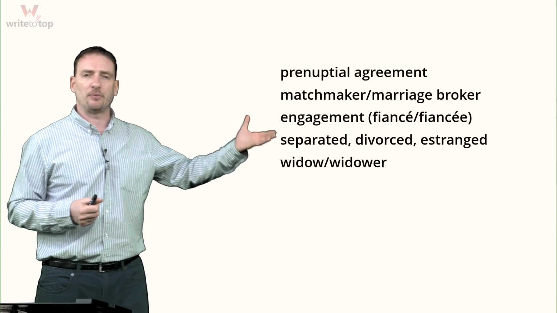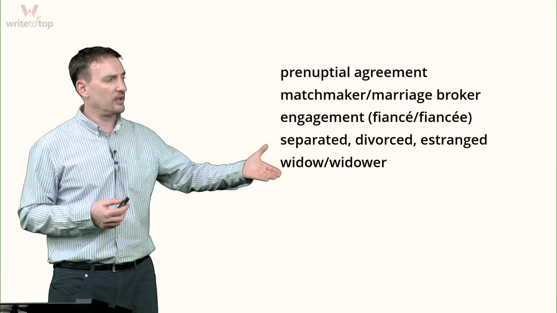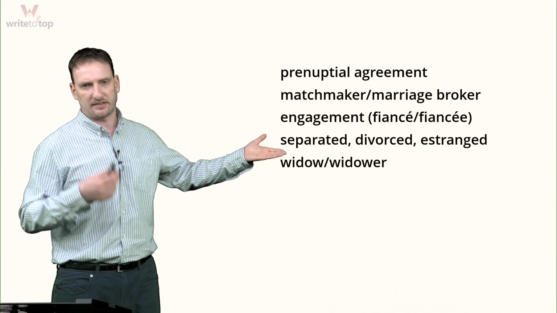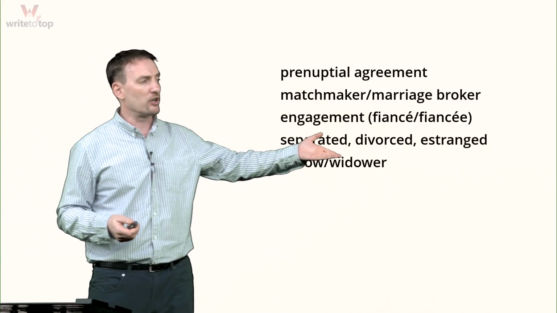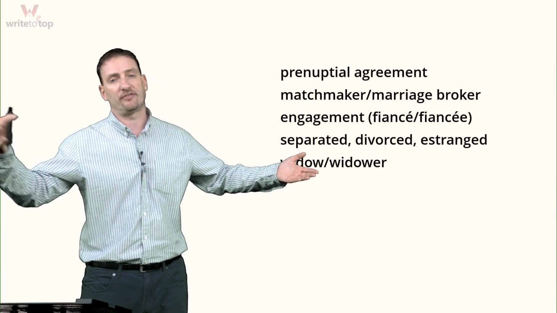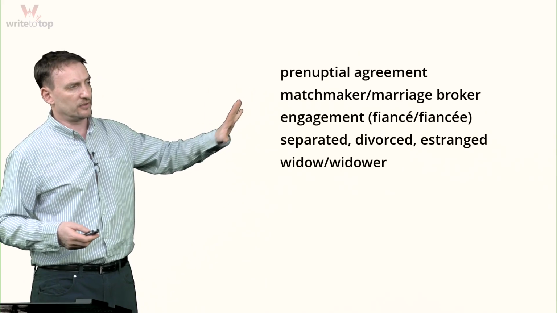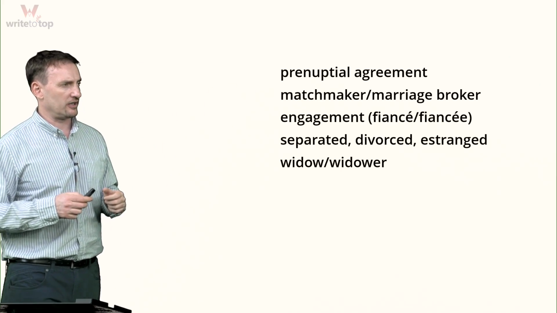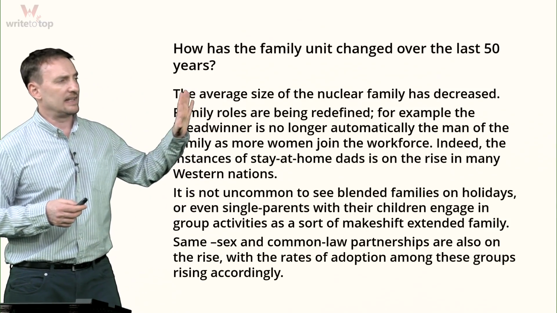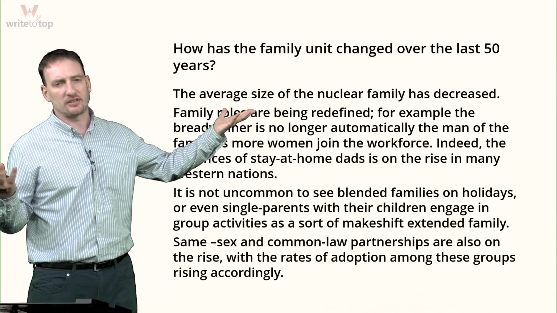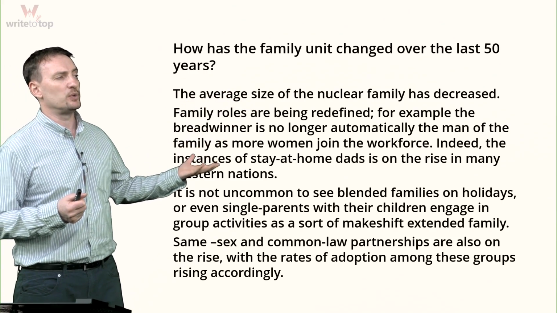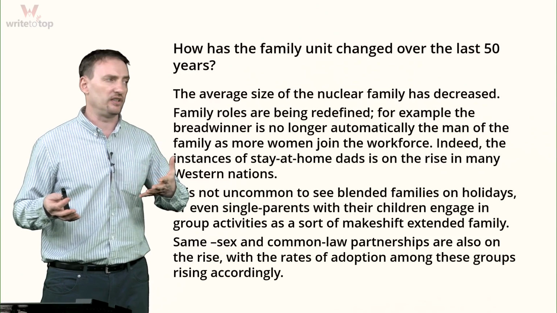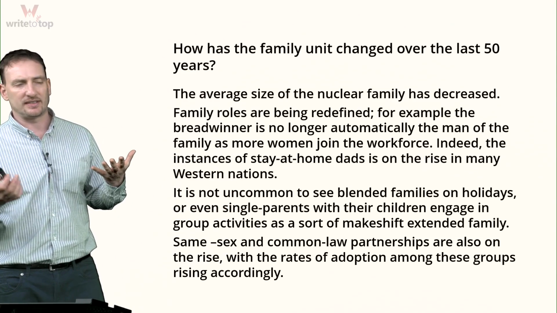And if someone loses a husband or wife, a widow basically is a woman whose husband died. A widower is a man whose wife died. Okay? So these are all basically the vocabulary you're going to look at today. Now, sometimes you'll see a topic on the IELTS or TOEFL essay: how has the family unit changed over the last 50 years? Okay? So you can start using some of these words.